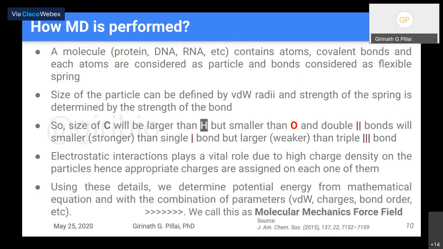So that's where we have ionization. We have to neutralize the system before minimization. All those steps are there, which I will be discussing in the next slides.